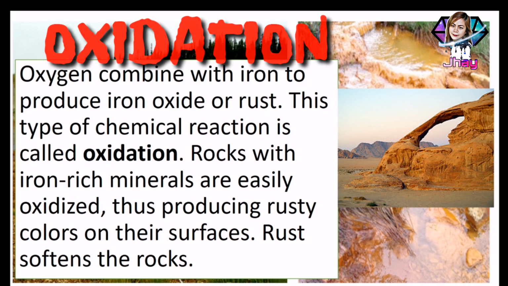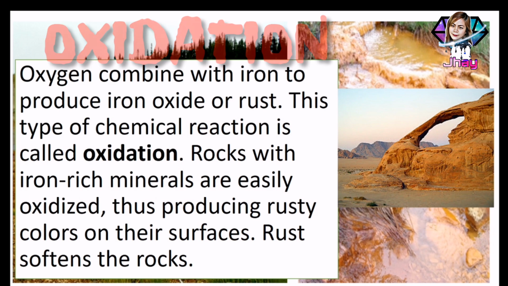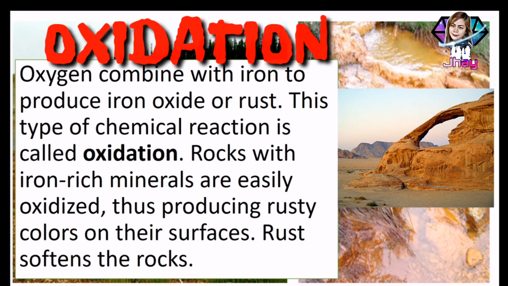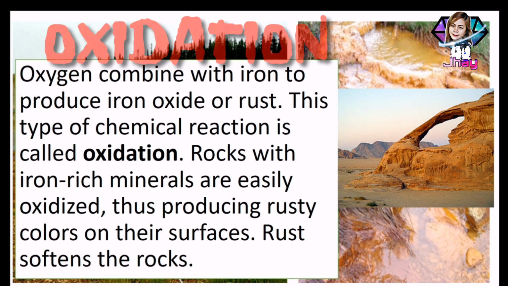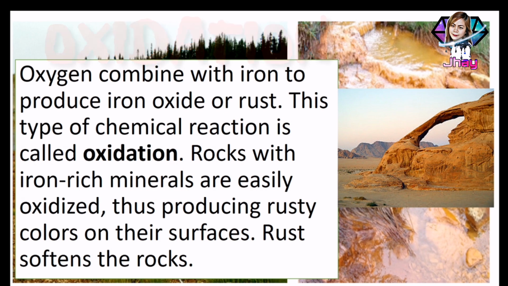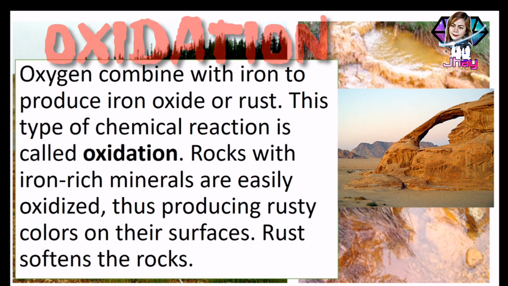Oxygen combined with iron to produce iron oxide or rust. This type of chemical reaction is called oxidation. Rocks with iron-rich minerals are easily oxidized, thus producing rusty colors on their surfaces. Rust softens the rocks.